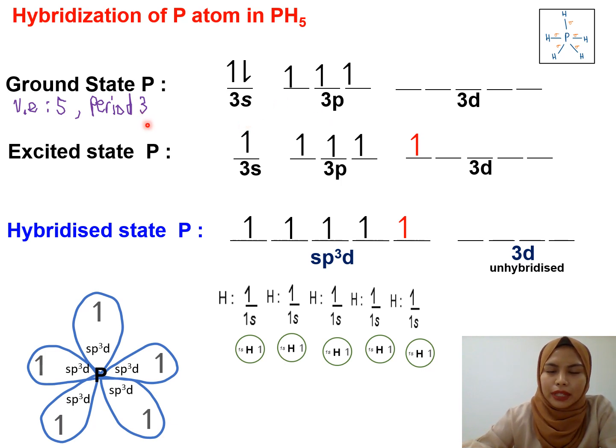Okay, but since P is in the third period of the periodic table of elements, therefore its number of shell n equals 3. So that's why 3s and 3p. So when you want to fill in the 5 valence electrons, you fill 3s first, then 3p. Now, if you look here, you only have 3 single electrons, whereas you need 5 single electrons to make sigma bonds with hydrogen atoms.